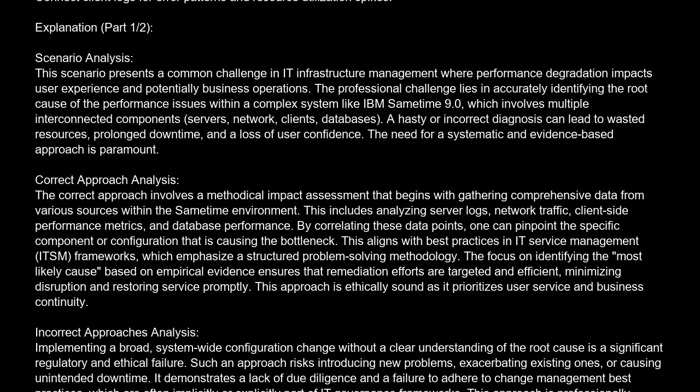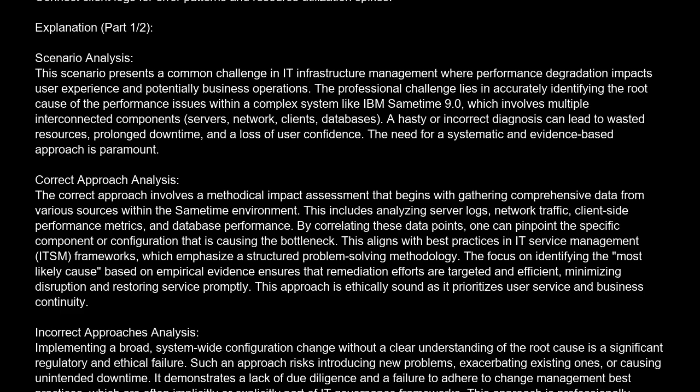A hasty or incorrect diagnosis can lead to wasted resources, prolonged downtime, and a loss of user confidence. The need for a systematic and evidence-based approach is paramount. Correct approach analysis. The correct approach involves a methodical impact assessment that begins with gathering comprehensive data from various sources within the Sametime environment. This includes analyzing server logs, network traffic, client-side performance metrics, and database performance. By correlating these data points, one can pinpoint the specific component or configuration that is causing the bottleneck.